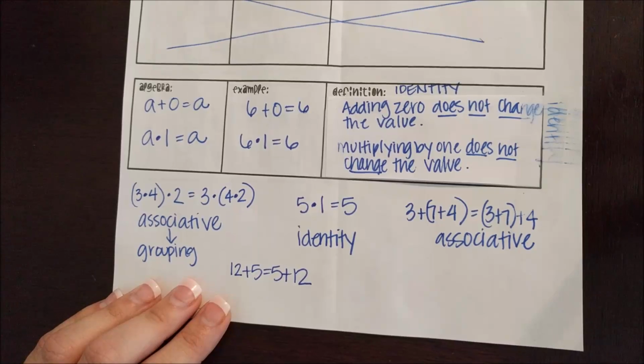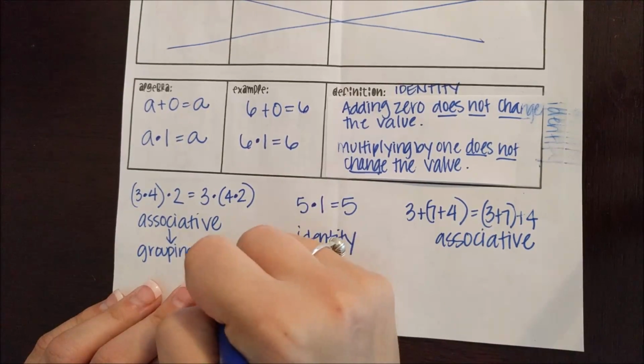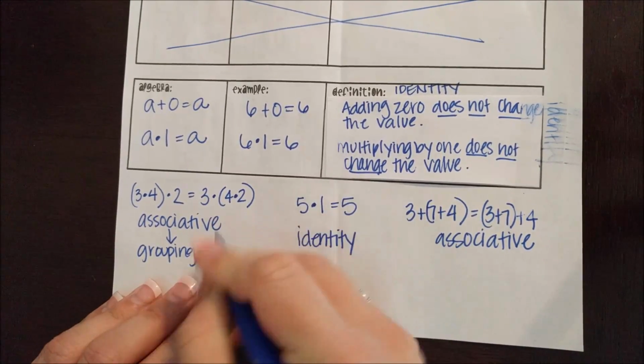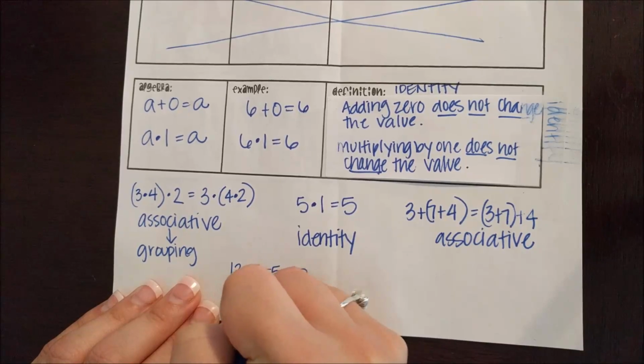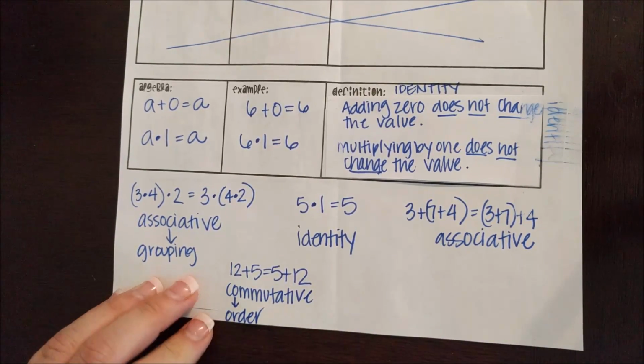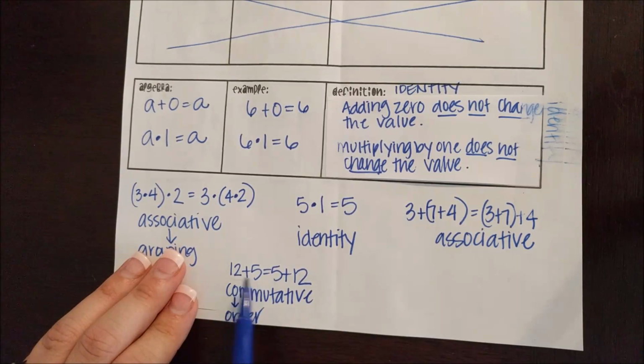Let's do this one. Which property is that? Good, the commutative property. The commutative property, because I'm dealing with the order, okay, the order of the numbers, O in commutative, O in order. Okay, I changed the order of the numbers, 12 and 5, and now it's 5 plus 12, okay, but I still get the same answer.